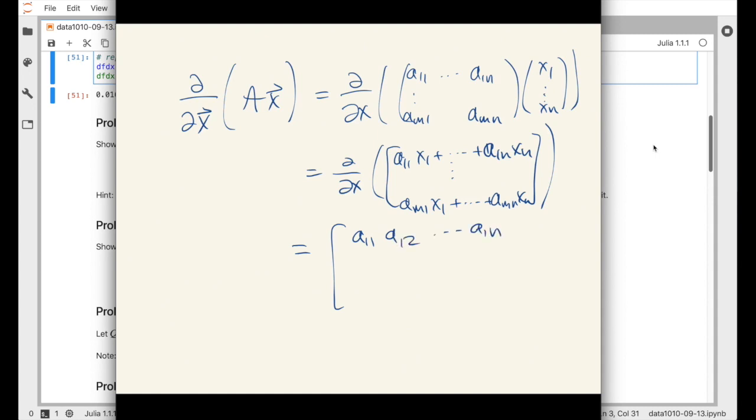And then when we move to the second component, we're going to get the same thing. It's going to be the second row. And finally, we get the last row. So we just recover the matrix A back. So that checks out.